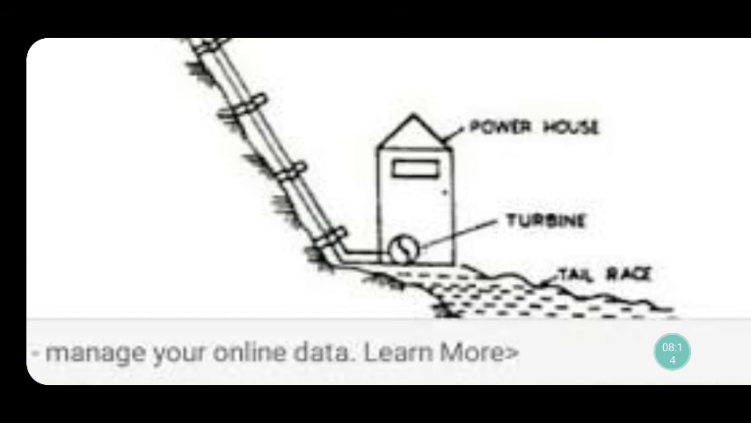That turbine is connected to a shaft, and further it is connected to a generator or alternator. As the turbine starts rotating, the alternator will also start rotating. What is the function of an alternator or AC generator? It will convert mechanical energy into electrical energy. So as it rotates, it converts this mechanical energy into electrical energy, and in this way we get electricity in this powerhouse.